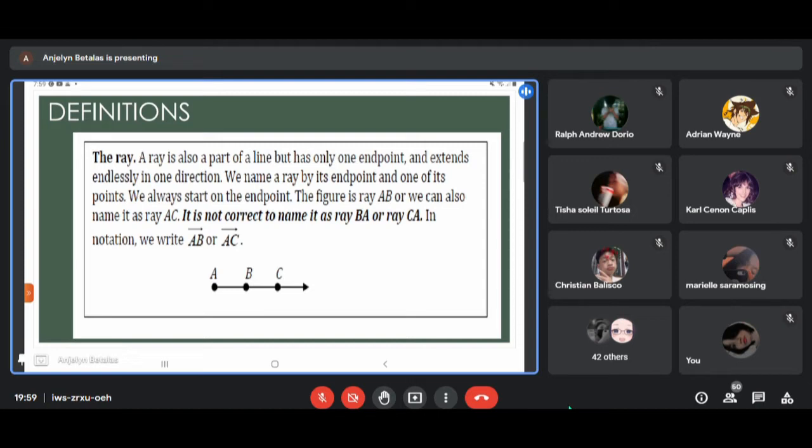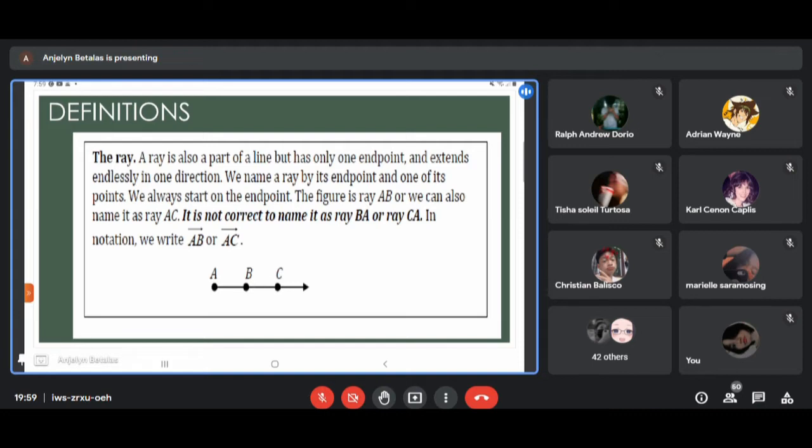We name a ray by its endpoint and one of its other points. We always start with the endpoint. The figure is ray AB, or we can also name that as ray AC. It is not correct to name it as ray BA or ray CA, because that is reversed. So be careful in naming a ray. Start with the endpoint, then the second point toward which the infinite direction goes.